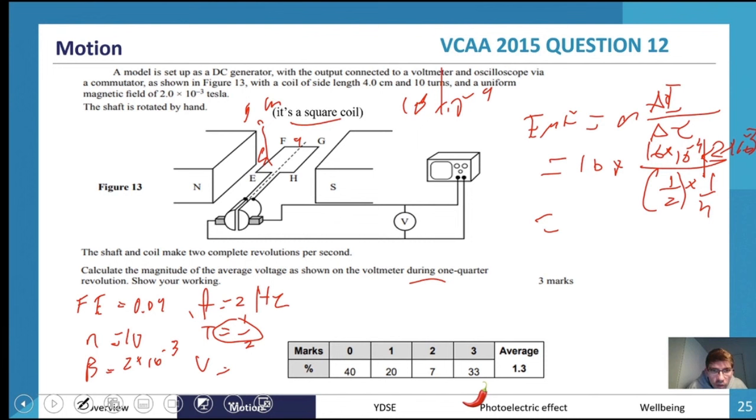Okay, I don't think I got a good value. Let's try that again. 16 times 10 to the power of negative 4, multiplied by 2 times 10 to the power of negative 3, divided by 0.5 divided by 4. Yep, so the answer is 0.00256 volts, so 2.56 times 10 to the power of negative 4 volts. A bit low, I was expecting higher. But it is what it is.